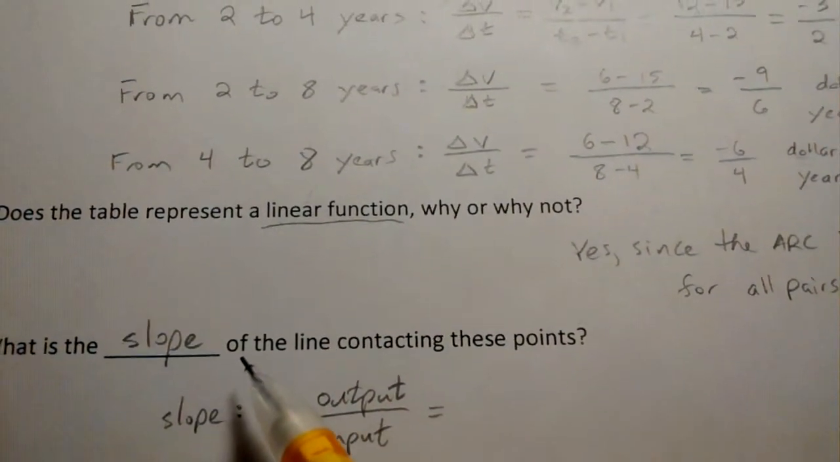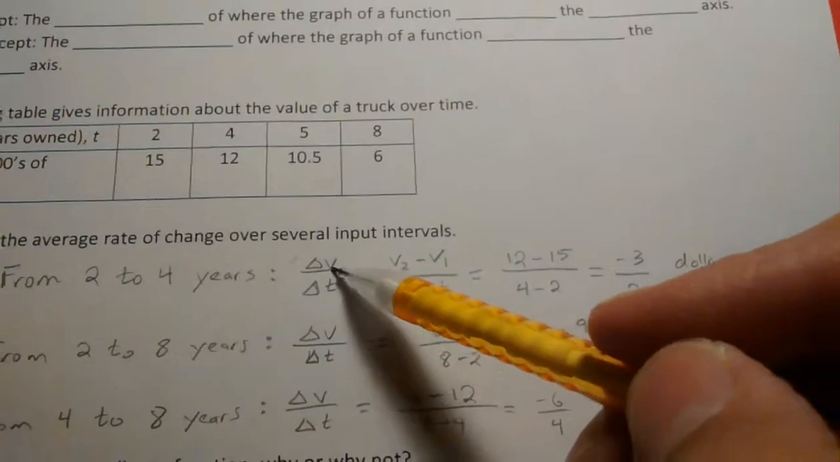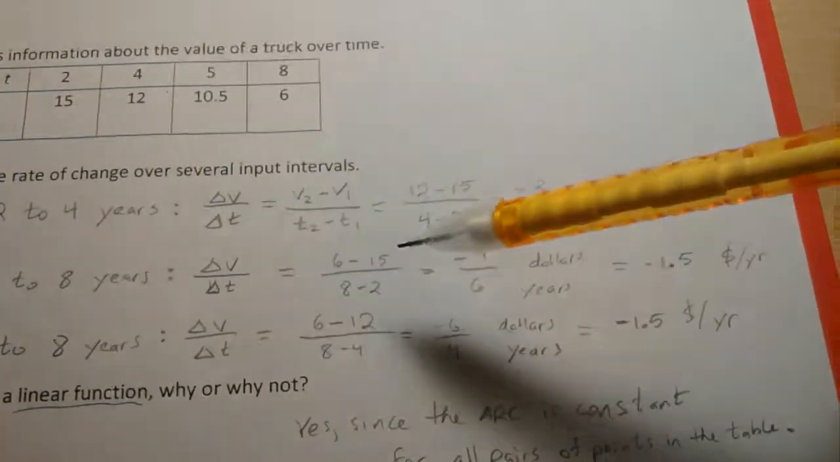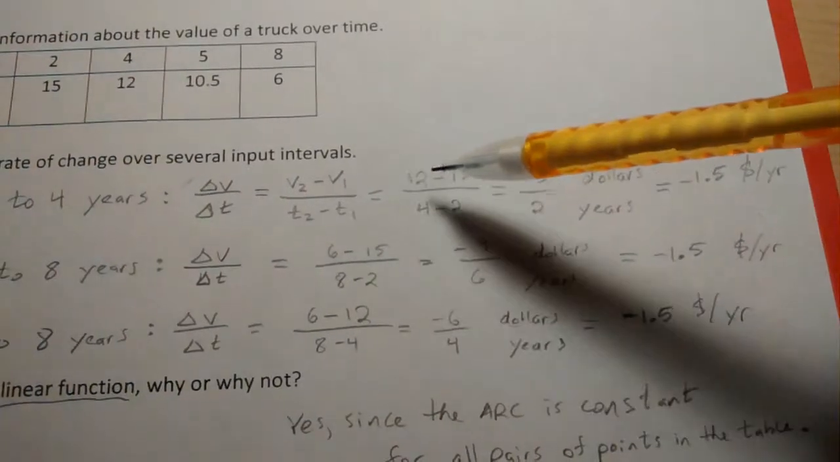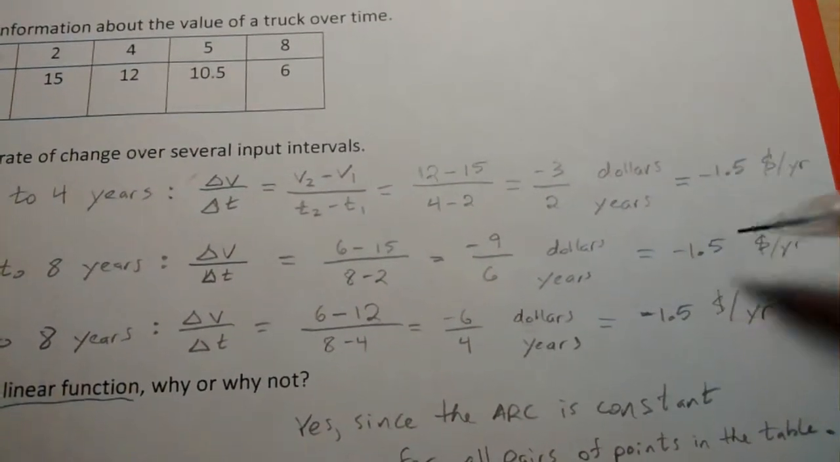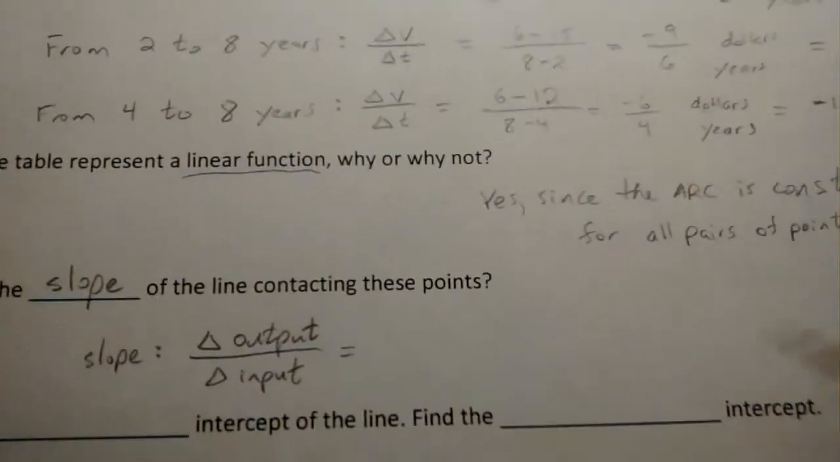So here's the idea. This is the change in output over the change in input. Well, we have several of those calculated here. The slope of any line is constant no matter where you look at it. And so hopefully you're reasoning, hey, I got a value here after doing all these calculations of negative 1.5. Is it the same? And the answer is yes.